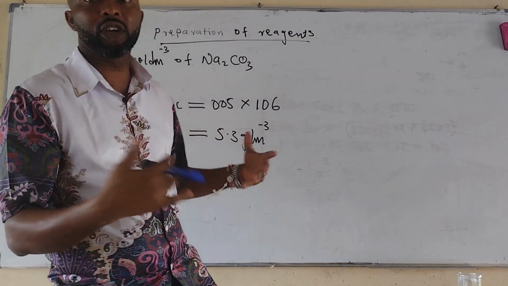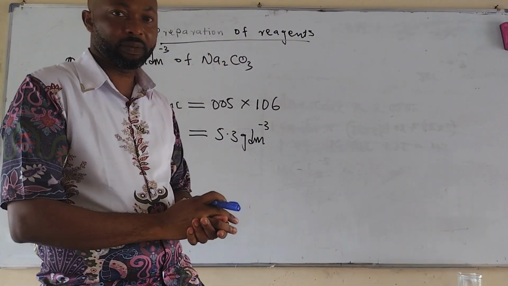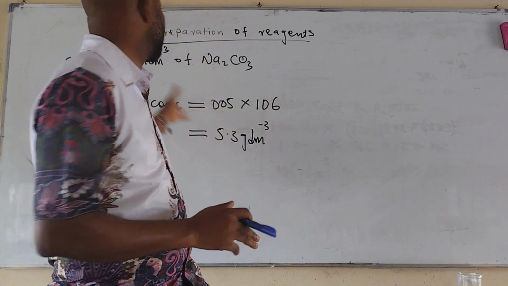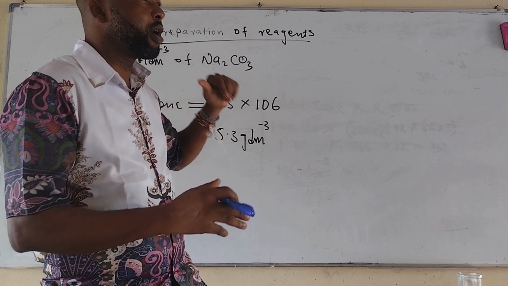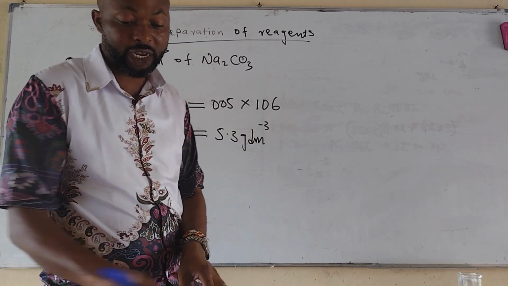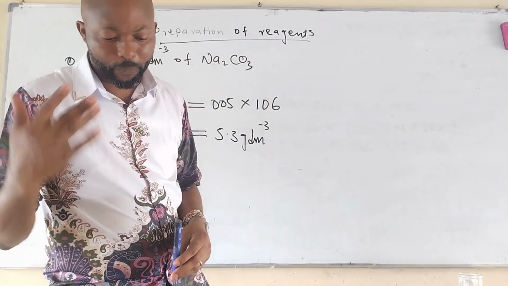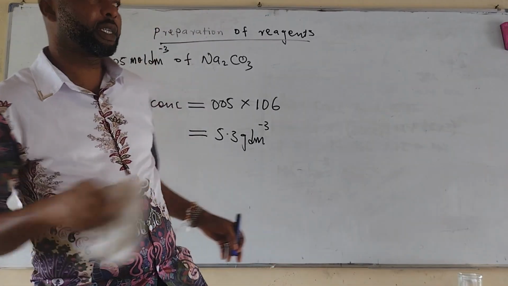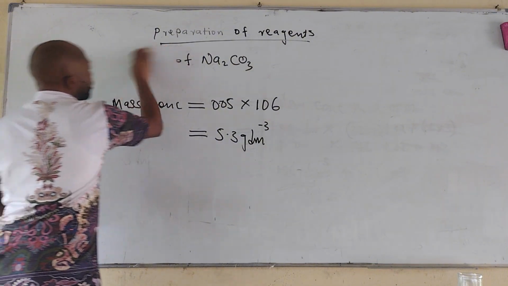This is more reasonable because the value is small. We measure this and dissolve it in 1 dm cube of distilled water. Here it shows that the concentration is not that strong. The other one was 1 mole per dm cube, and this is 0.05 mole per dm cube, so it's relatively low in terms of concentration. So let's prepare another one, number 3: 0.1 mole per dm cube of sodium hydroxide.